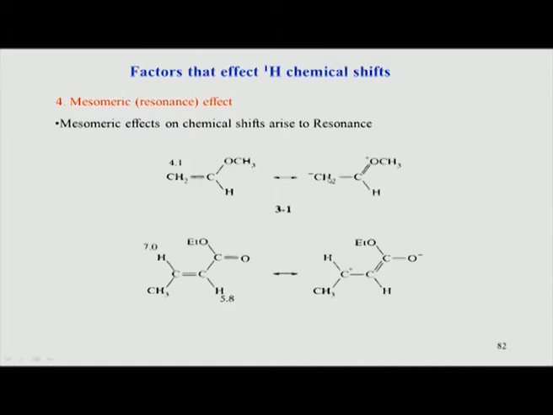Whenever it accumulates a negative charge, it will undergo shielding, because whenever you have a negative charge on a carbon, it has accumulated electron density, and that influences the electron density around this hydrogen. So this hydrogen will now become upfield shifted because of the negative charge accumulated on the carbon, whereas in this other case, this hydrogen will become downfield shifted because it has now acquired more positive charge.